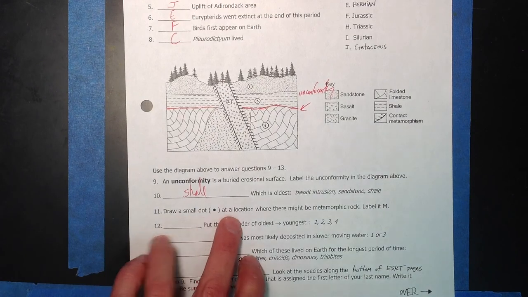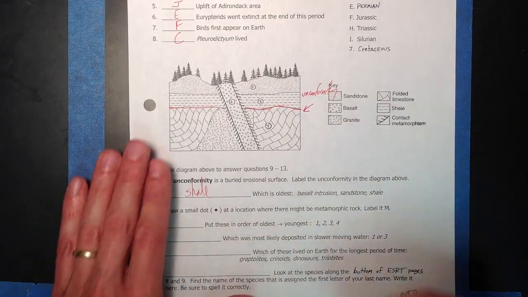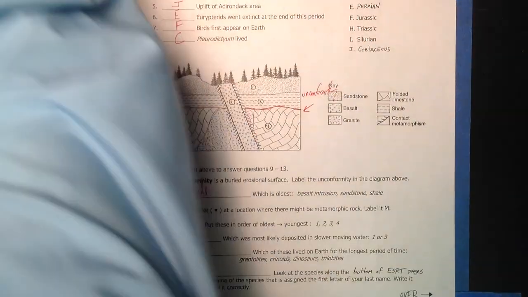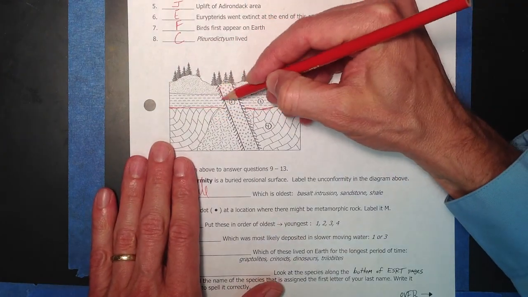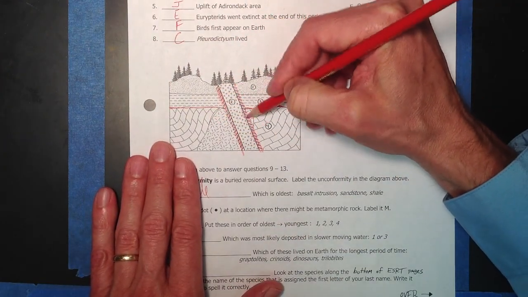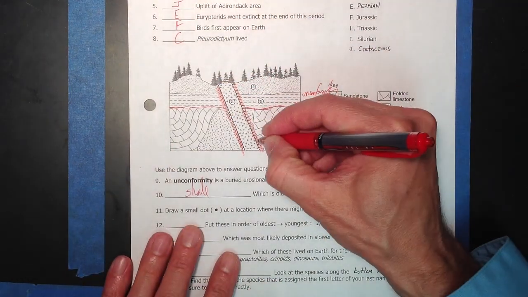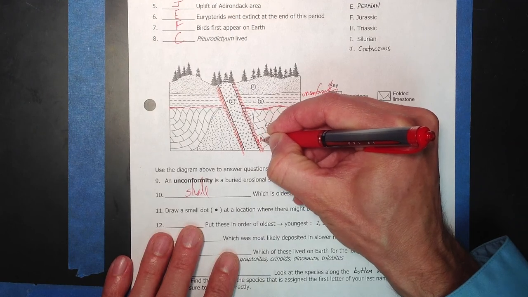Okay, draw a small dot at a location where there might be metamorphic rock, label it M. Okay, contact metamorphism. Your dot should be anywhere in this general area. Let me label it. Let me draw it in. Anywhere here, you should have drawn a dot. Somewhere in here or in here where those little hairy lines touch. Anywhere in there, your dot, and label it M. So maybe you'd go like this. Label it M. Must label it M.